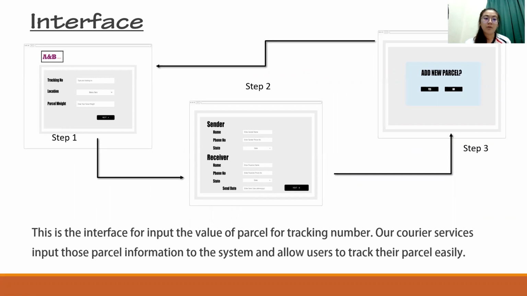From page 1, they will input their tracking number and select their location, which is West Malaysia or East Malaysia, and also their parcel weight. After that, we input the user details from page 2. After that, they will be asked, would you like to add a new parcel? If yes, the page will return to page 1. If no, the details will print out.